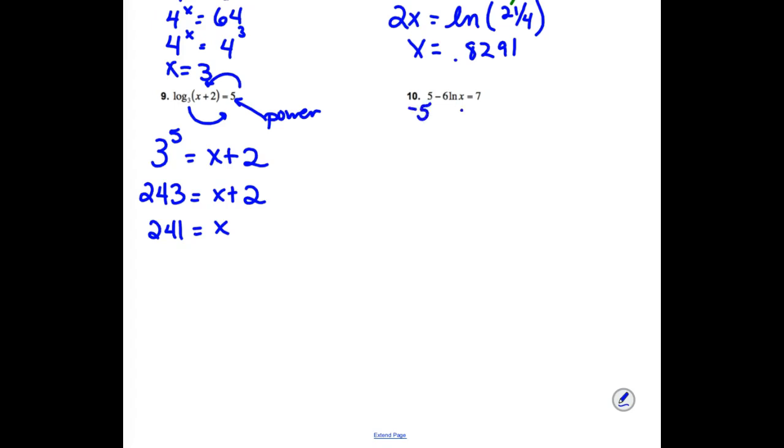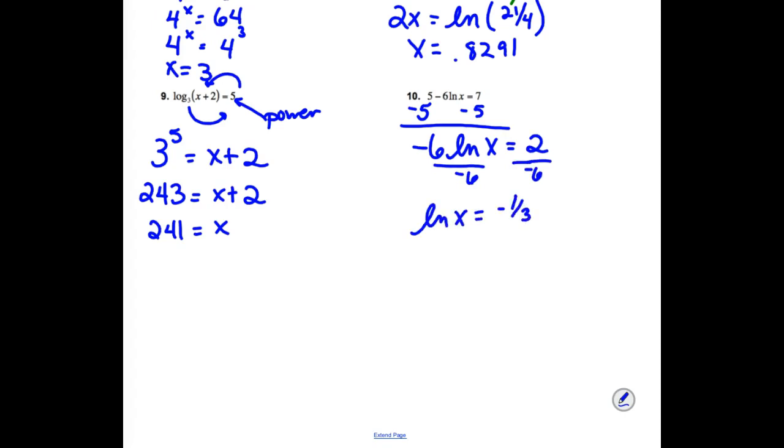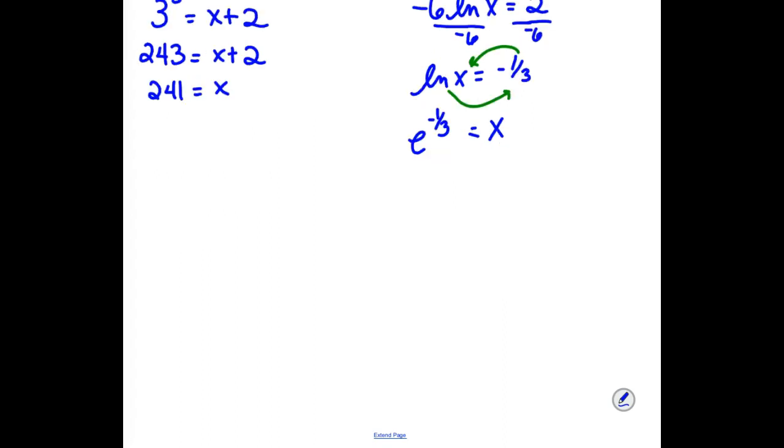So I'm going to subtract a 5 over first. That gets me negative 6 times the natural log of x equals 2. Then I'm going to divide out the negative 6. So I have the natural log of x being negative 1/3, and now I can write it exponentially. My base when I see natural log is an e, so e to the negative 1/3 will have to give me my x value. And then we'd use our calculator. e to the negative 1/3 is 0.7165.